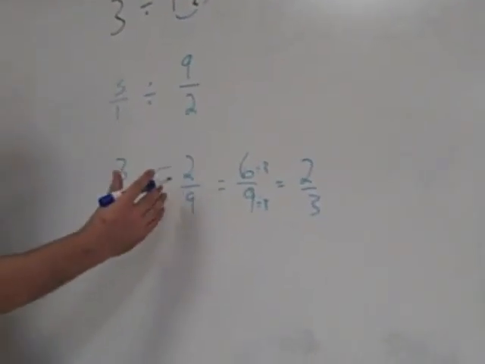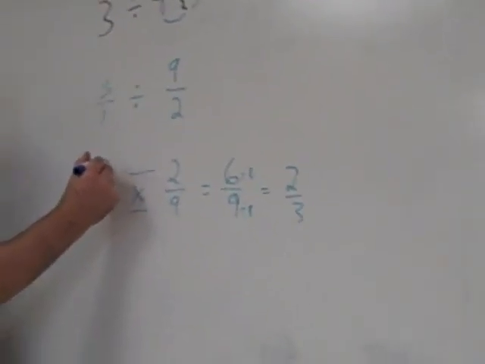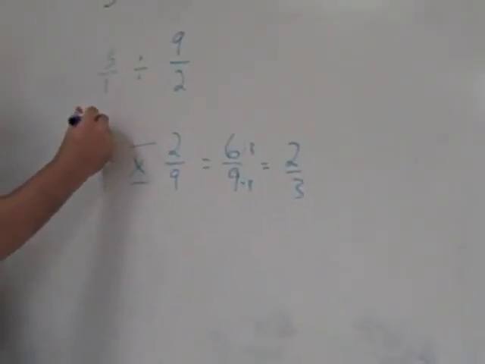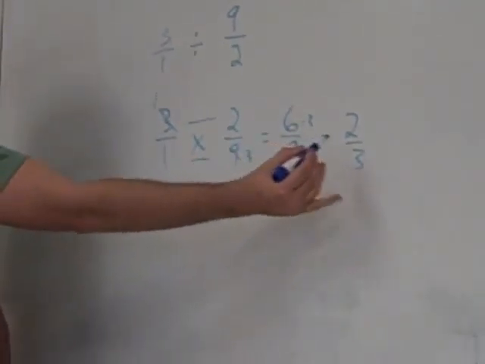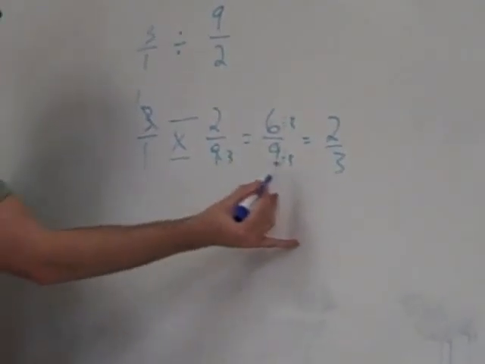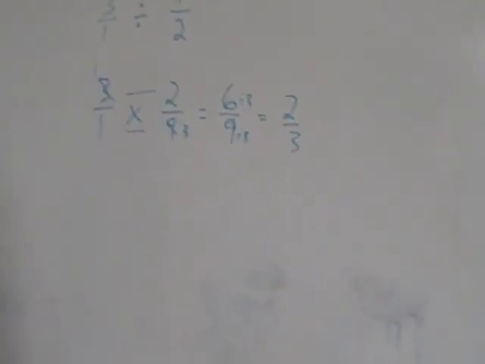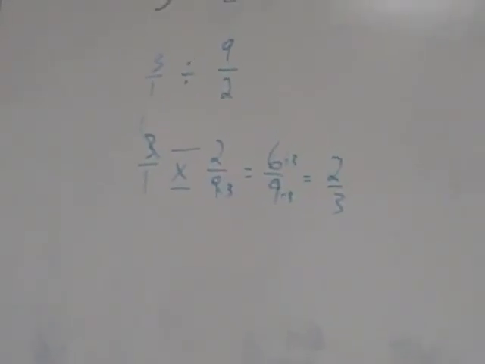If I had cross simplified, what would I have ended up with? This would have been 1, and that's 3. So then I want to multiply 1 times 2, 2. 1 times 3, 3. So I got the same answer, huh? Everybody see how that works?